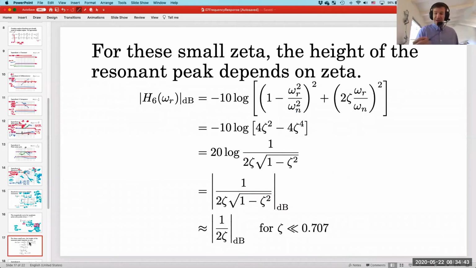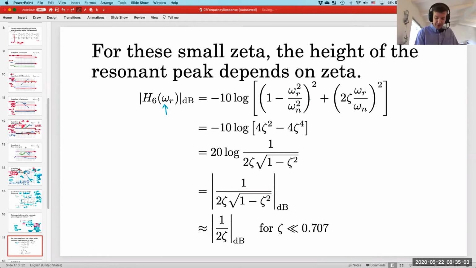So the height of the resonant peak is simply plugging the resonant frequency into our expression for the magnitude. Okay, so now I took all the omegas in the former slide and I replaced them with omega r's, resonant omegas.